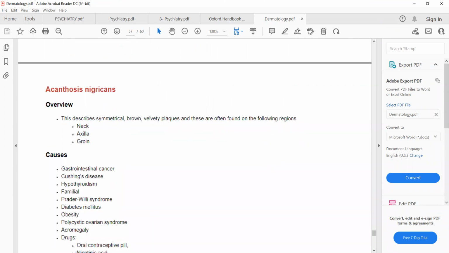So this was all about malignant and pre-malignant skin lesions.